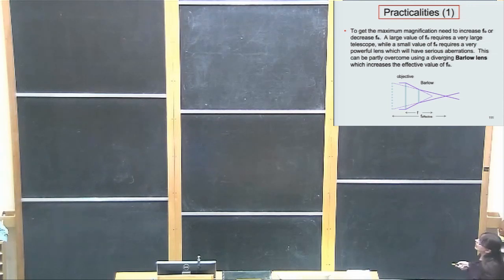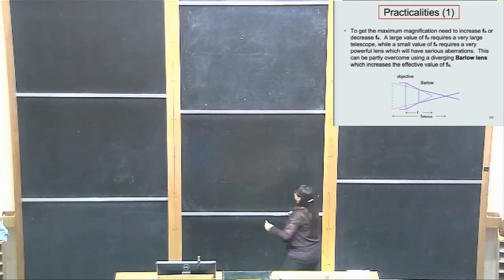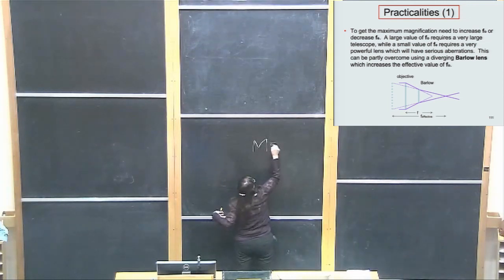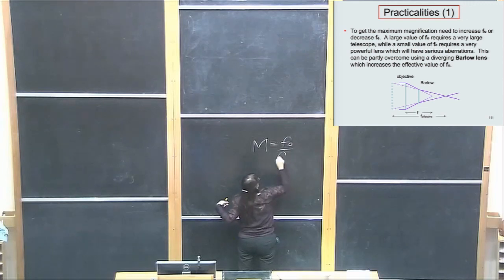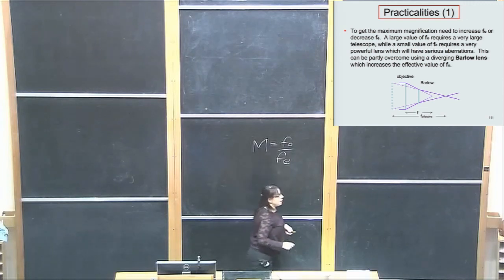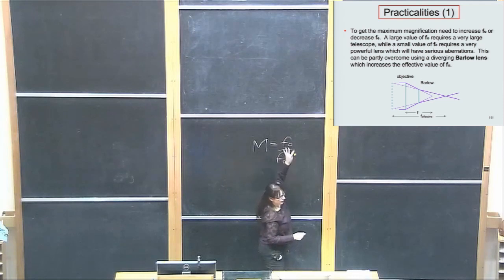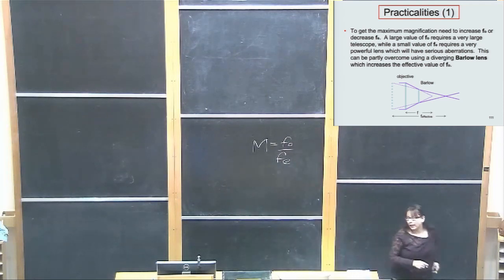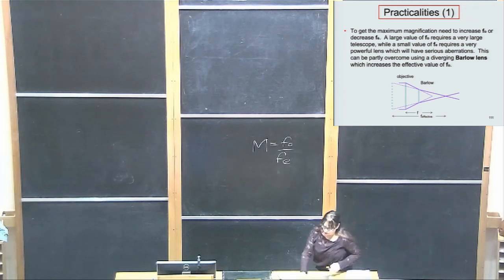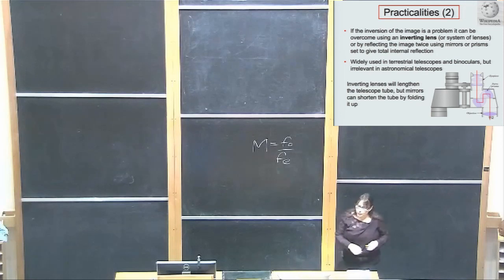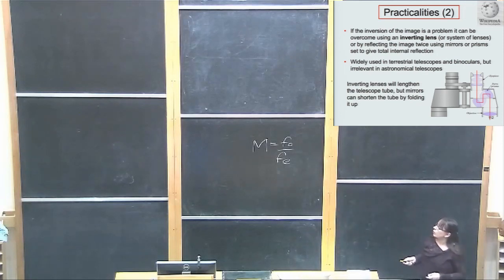The reason for that is that you may recall that the magnification for a telescope goes as the focal length of the objective over the focal length of the eyepiece, and so you've replaced this in the numerator by this effective focal length, so getting a better magnification but without making your telescope much more big and bulky and heavy and expensive.